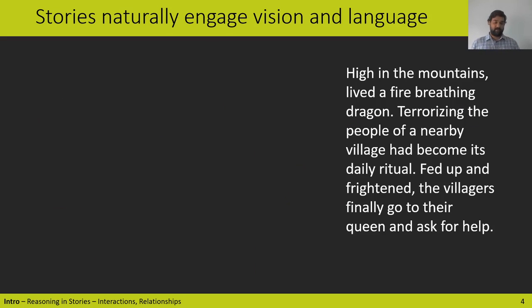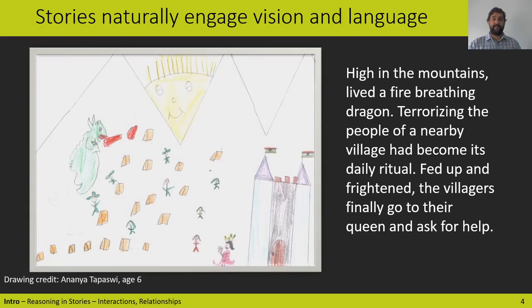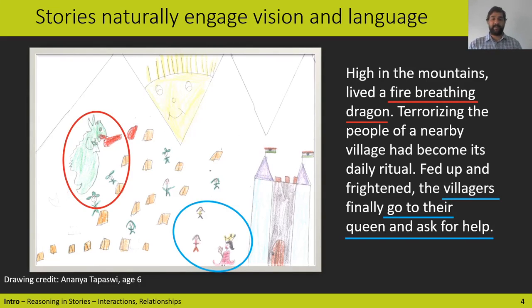Stories naturally engage both the vision and language components in humans. So to illustrate this, I had given this short paragraph of text to my niece, who was then 6 years old, and asked her if she could come up with a drawing depicting the content of the paragraph. And so this is what she came up with. As you can see, there's a lot of grounding between these two different modalities. There's a fire-breathing dragon, and there are some villagers who go to their queen and ask for help. So even a 6-year-old is able to do this, while our models and machines struggle quite a bit while doing this right now.